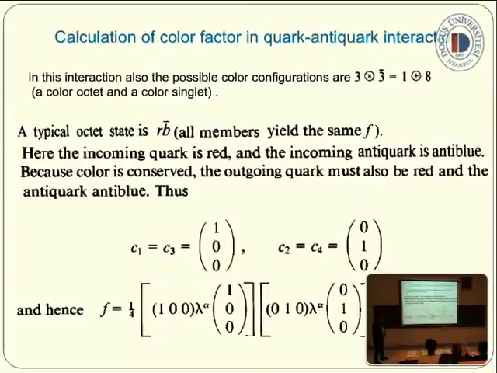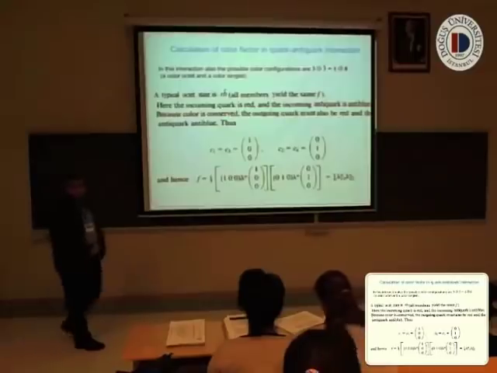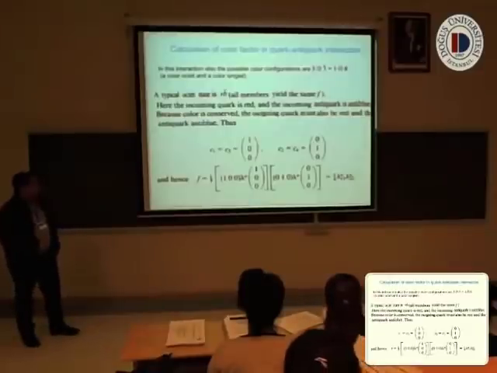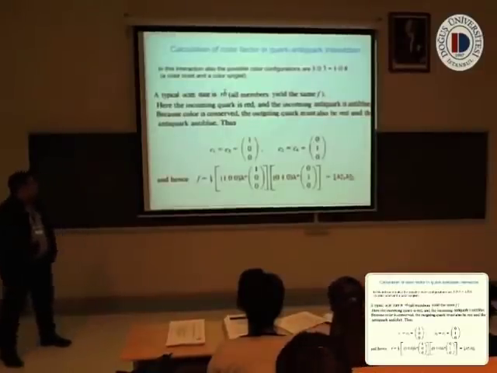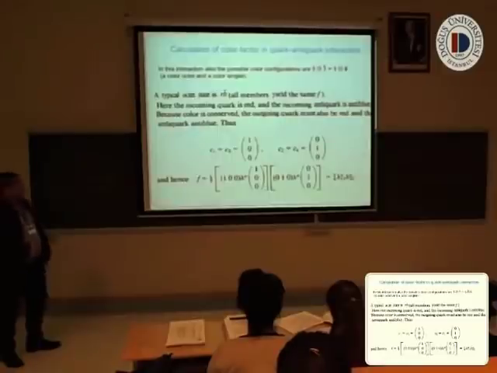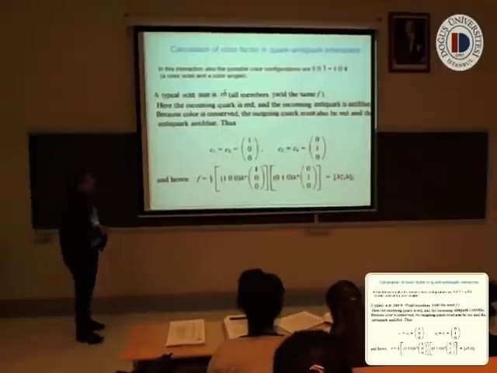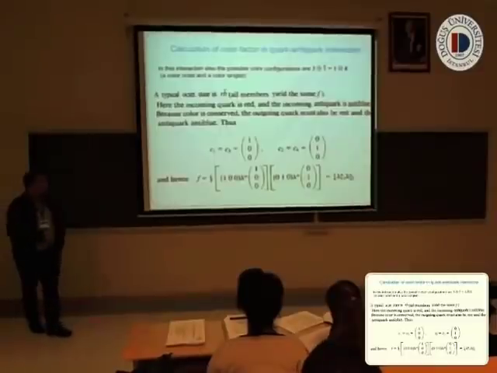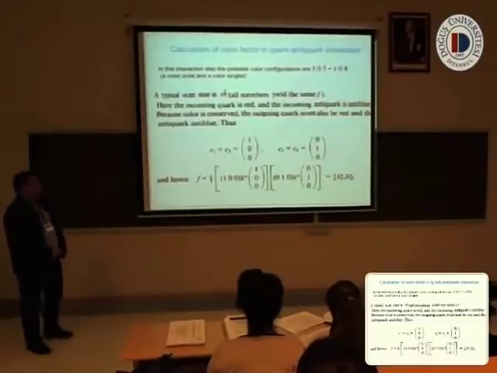So let's calculate the color factor. First we will consider the color factor for a color octet. Here also, in quark-antiquark interaction, we have three colors and three anticolors, so here also we have a singlet and color octets. As an example, we consider one of the color octet members, R B̄. We will calculate the color factor for R B̄, but this is the same for all the other members of the color octet.